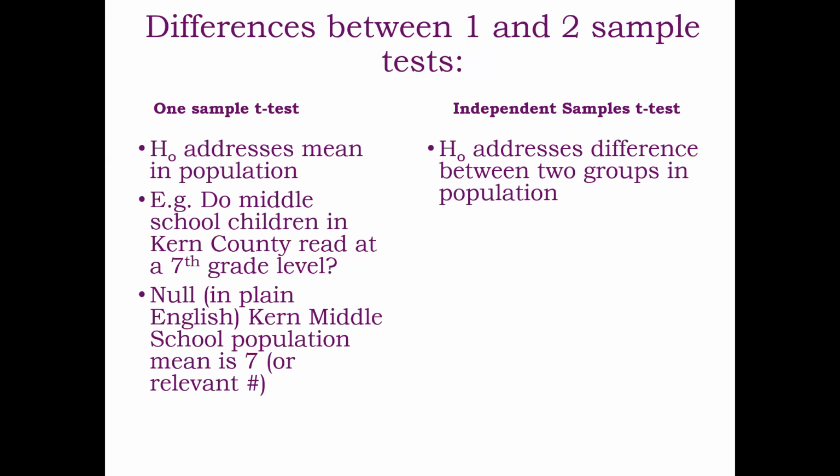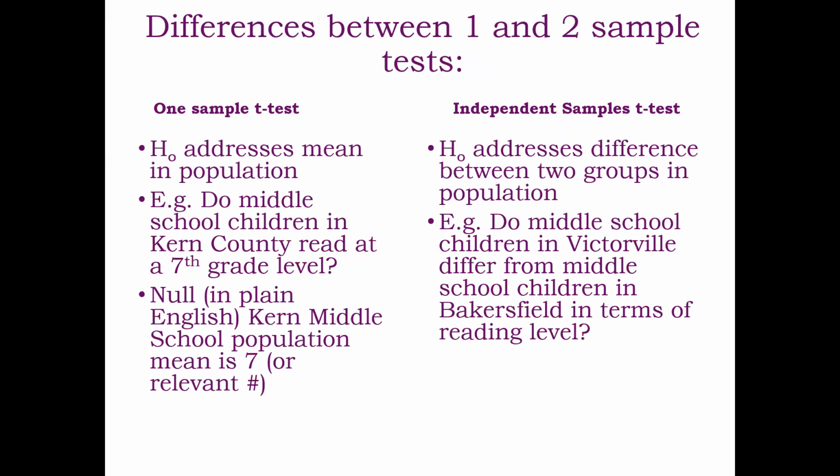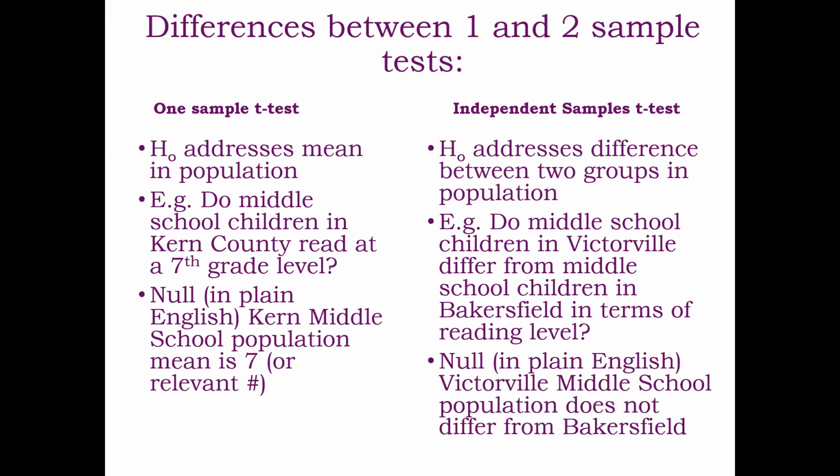Now for an independent samples t-test, we're really addressing the difference between two groups in the population. So for example, do middle school children in Victorville differ from middle school children in Bakersfield in reading level? Our null would be that Victorville middle school students are no different from Bakersfield middle school students in reading level.